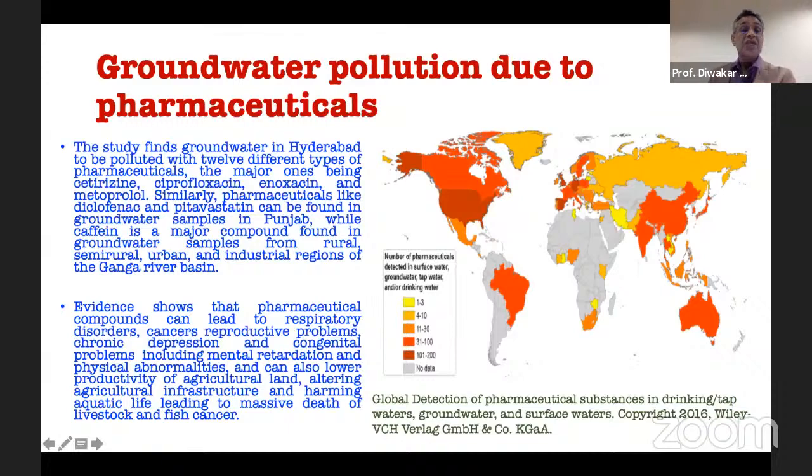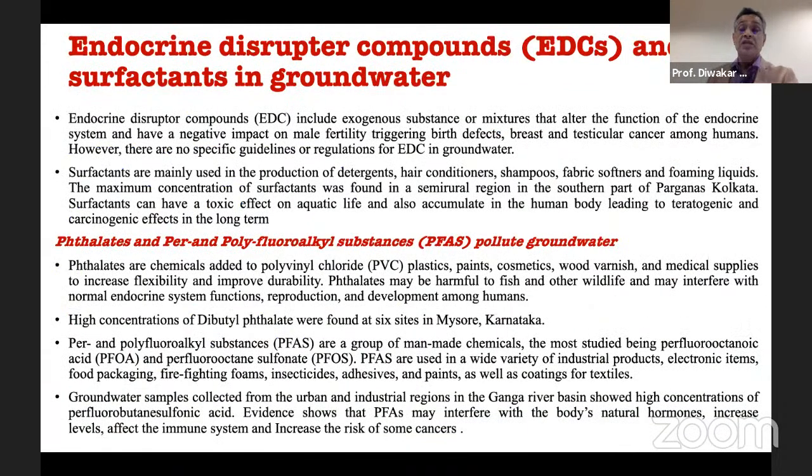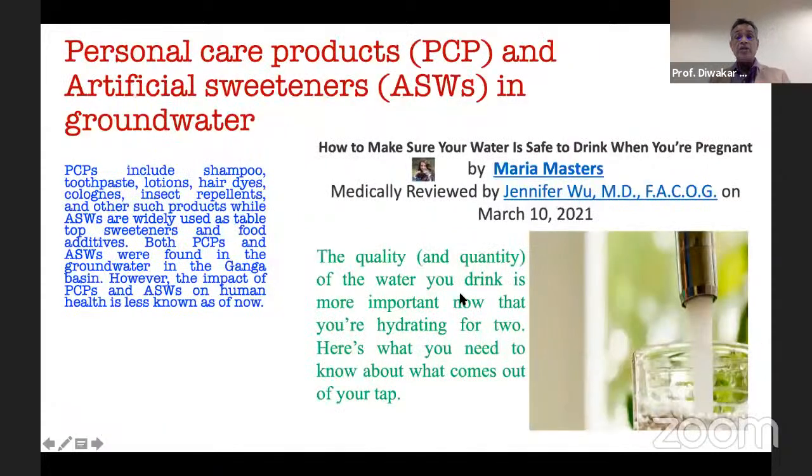environmentalists. There are endocrine disrupting compounds, surfactants in groundwater, phthalates, polyfluoroalkyl substances and all that. Personal care products are there, artificial sweeteners are there. PCPs, the personal care products, include shampoo, toothpaste, lotions. For example, we have done a lot of work related to triclosan. Triclosan, also a kind of personal care product, has been used in a wide range of products, so that also we have tried to look at.